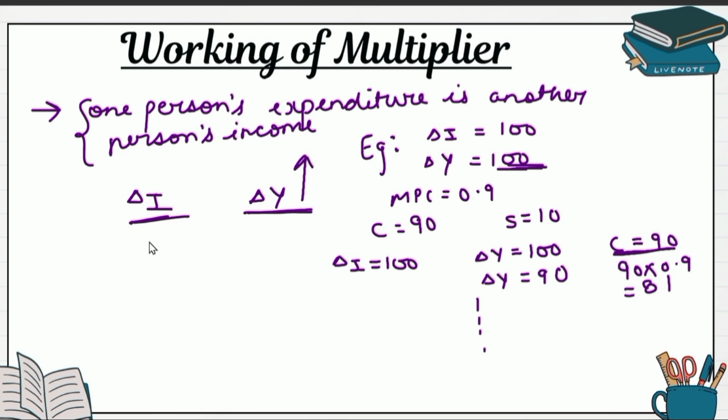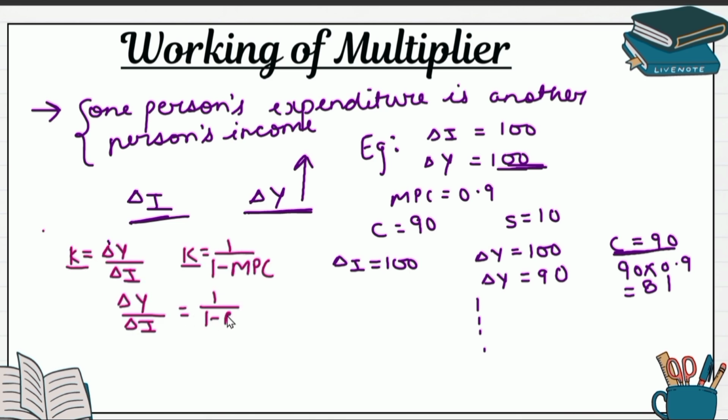I know that this process will continue. It seems like a never ending process, right? But how do I get to know what would be the total increase in income? So let's try to find out. As I know my value of multiplier is this, these are equal, so I can write this. I have to find out the total change in income, and I know my investment is 100 crores.